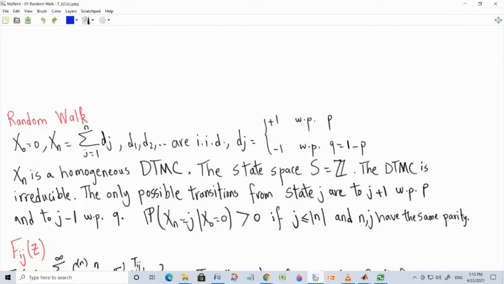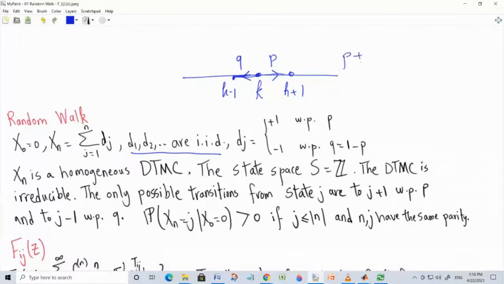The starting position is not really important, but the convention is that we will start at 0. And then the value of the Markov chain at instant n is the sum of IID random variables. Those are IID steps of plus or minus 1, which means that if you are at integer k, then you have two options. You go to k plus 1 with probability p, or you go to k minus 1 with probability q.